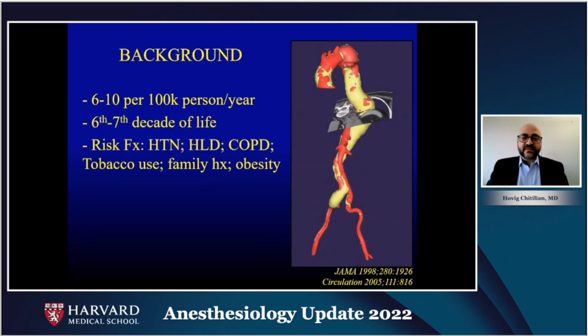So by way of background, thoracoabdominal aortic aneurysms are a relatively rare occurrence. It's estimated that there are 6 to 10 per 100,000 people per year. Typically, they present in the 6th to 7th decade of life. And here we're specifically talking about degenerative aneurysmal disease and not aneurysmal disease associated with any sort of genetic or connective tissue disorder. Risk factors are similar for most peripheral vascular disease, consisting of hypertension, hyperlipidemia, COPD, history of tobacco use, family history, as well as obesity.